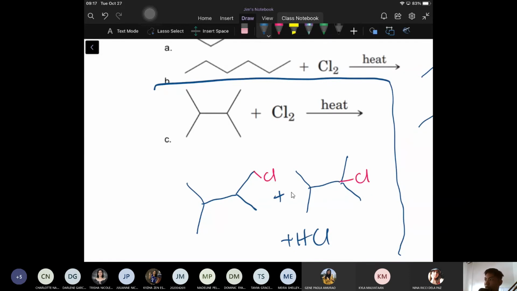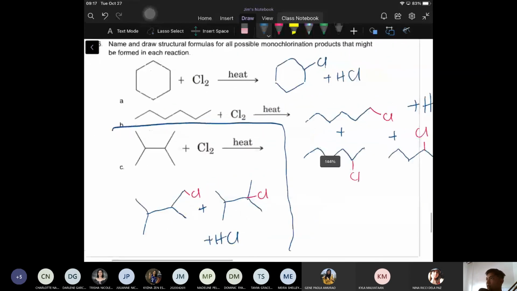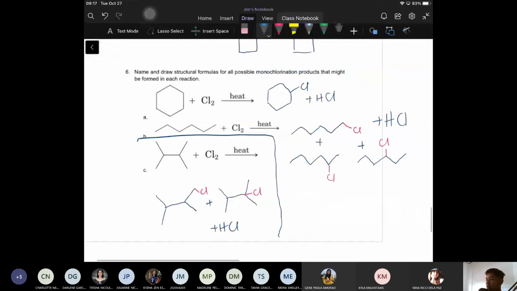Okay? So, kaya ganito lang yung drawings natin. No? Dalawa lang. Plus the HCl. Yun sa dulo yung pinalitan. Itong nasa gitna yung pinalitan. So these two are different compounds. Okay, so basically that's the end of the alkanes. No? Next meeting, we will discuss alkenes and alkynes.